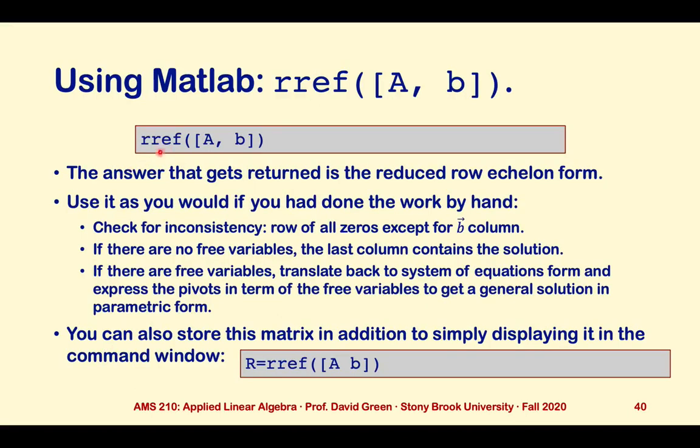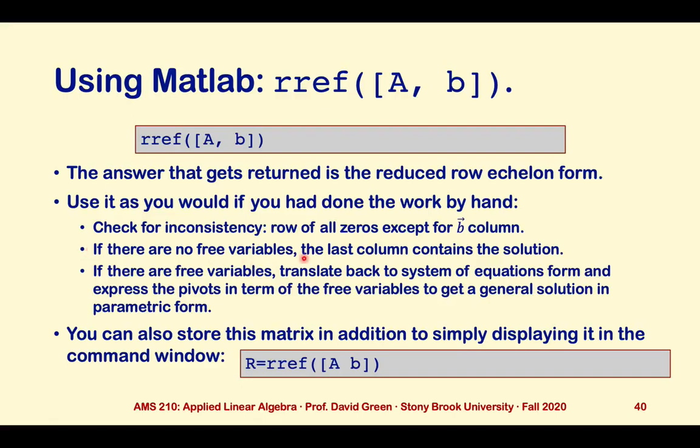Now, when we do this, the answer that gets returned is simply the reduced row echelon form, exactly the same as if you had found this working through by hand, but without actually having to do that work. You use it in exactly the same way that you would if you had done it by hand. You should always check for inconsistency. Is there a row that is all zeros except for the B column? If there is, then the system does not have a solution.